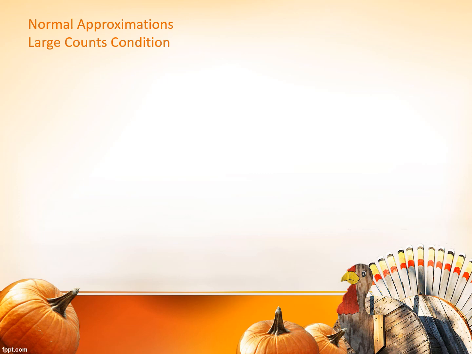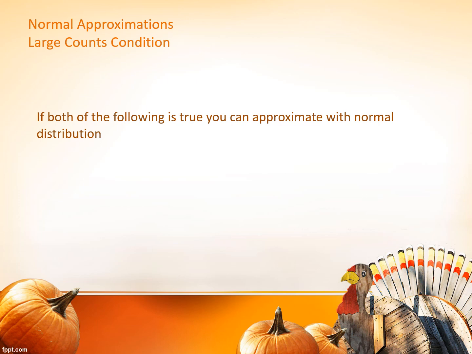So a rule of thumb for figuring out if we can say a distribution is normal is with this thing called the large counts condition. If both of the following are true, you can approximate with a normal distribution in a binomial setting. If n times p is greater than or equal to 10, and n times (1 minus p) is greater than or equal to 10, then I can say my sample size is large enough that this is going to be accurate, that I'm going to have enough samples that I should have a normal approximation.